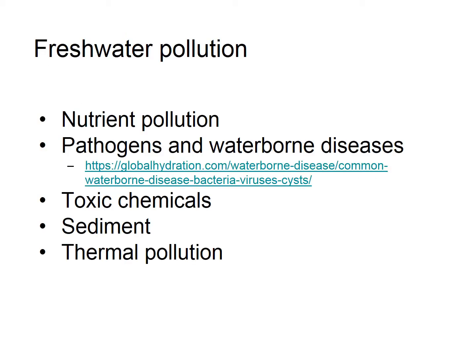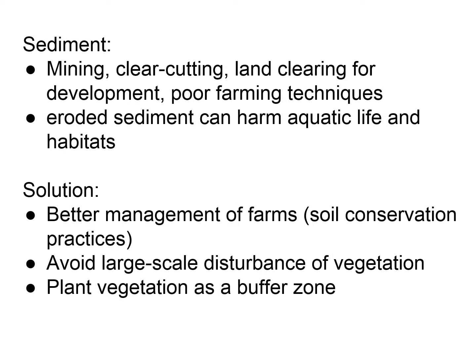All right, here's the fourth category, sediment. Again, we've talked a lot about this already. So mining, clear cutting, land clearing for development, poor farming techniques, all of those things increase erosion. And that eroded soil is then going to wind up in streams and rivers, and it can harm aquatic life and habitats. So think about if you're an invertebrate that lives on the bottom, all of a sudden you're covered in sediment. It impacts what that environment looks like, especially if it's an environment that has evolved without those large sediment loads.